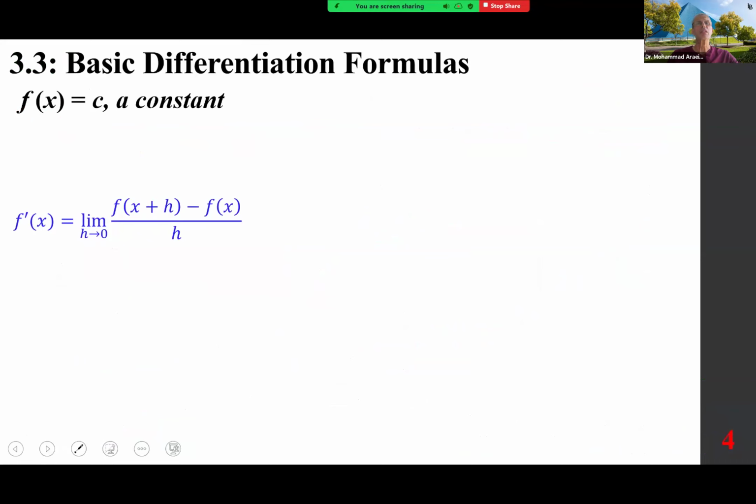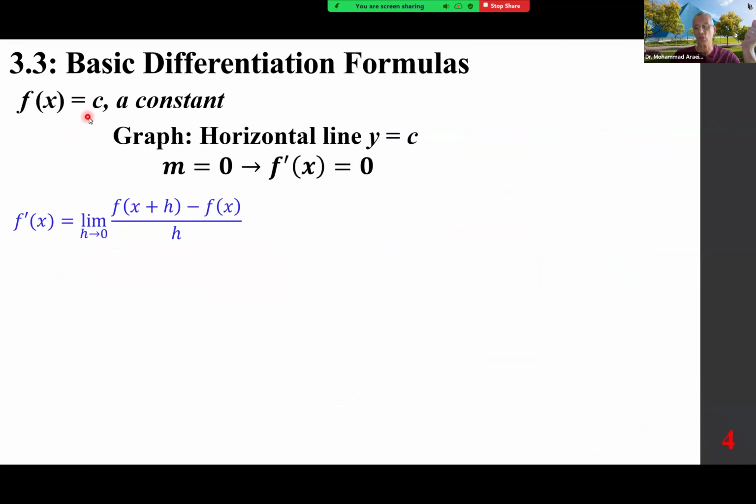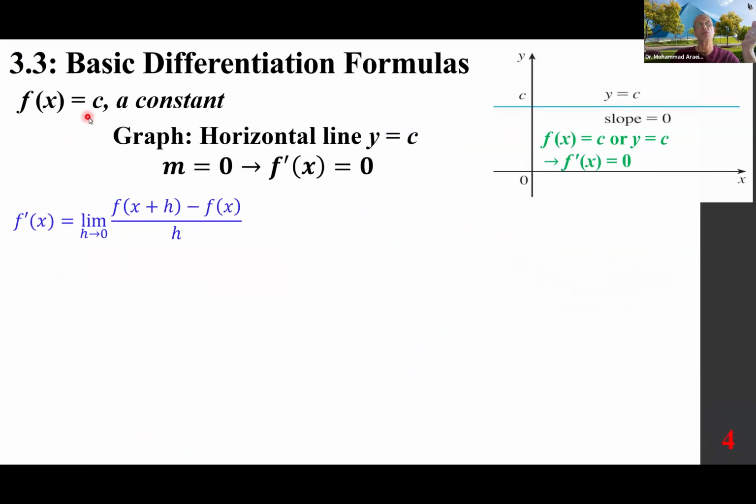And now the basic differentiation formulas. Let's start with a constant. f of x equals c. That means f of x, or y, equals a number. As you know, that's a horizontal line. And the slope of any horizontal line is 0. So the fact that we know that, it's a proof: f prime of x is 0.